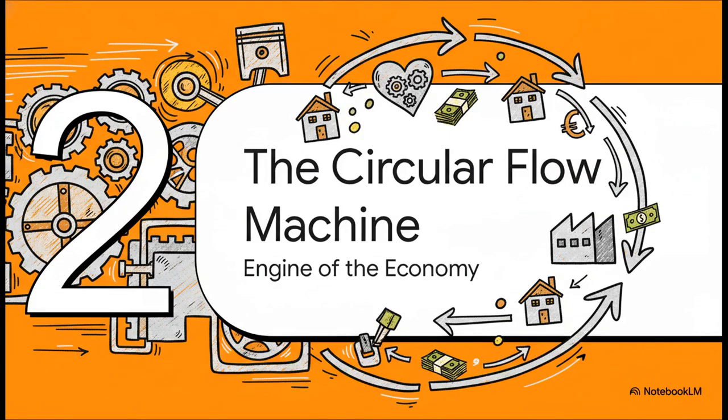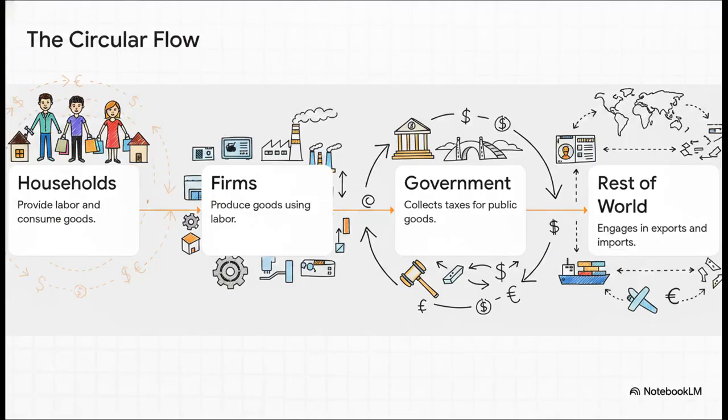Moving right along to Part 2, the circular flow machine. So how does this giant aggregate system actually operate? We really need to look at the economy not as some static, boring spreadsheet, but as a living, breathing engine. Let's actually trace the endless loop of money through this machine. It all starts with step 1, households. That's you and me. We provide our labor, and in return, we get wages which we then go out and spend. That money naturally flows right into step 2, firms.